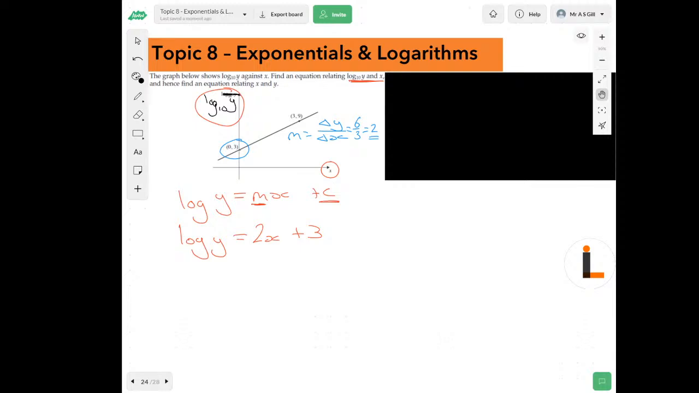Now we need to do the next part and find one that relates x and y. The way we get rid of a log, remember, is we use an exponent. Just like we use a log to get rid of an exponent, we use an exponent to get rid of a log, because they're inverse functions. So if we raise everything to the power of 10, as in base number 10, so we make everything as powers of 10, on the left hand side this is going to cancel with the log, so we're just left with y is equal to 10 to the power of 2x plus 3.